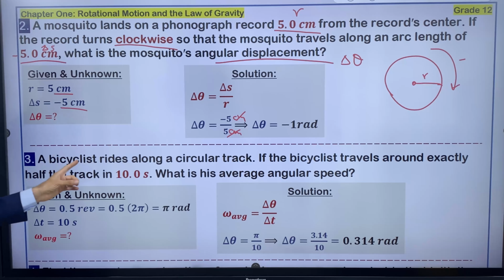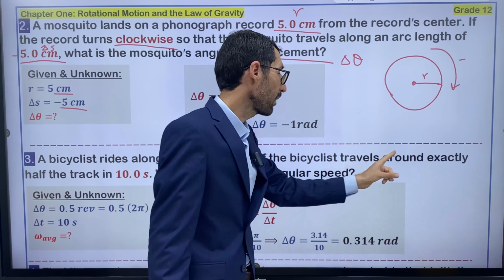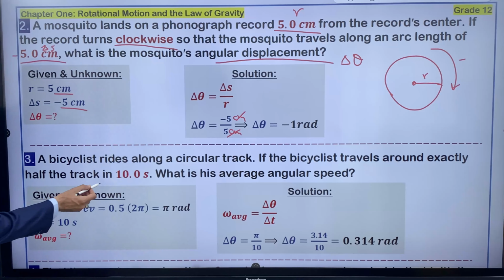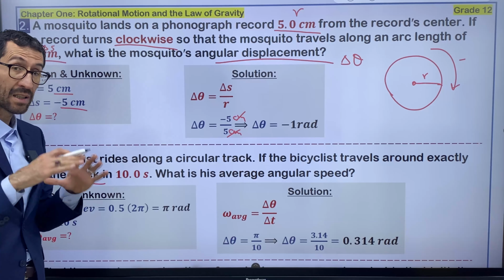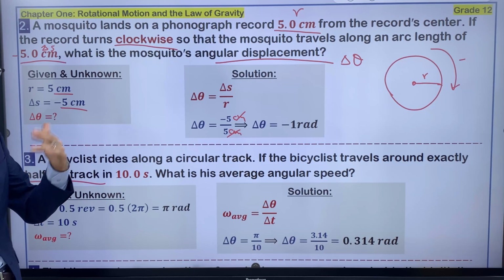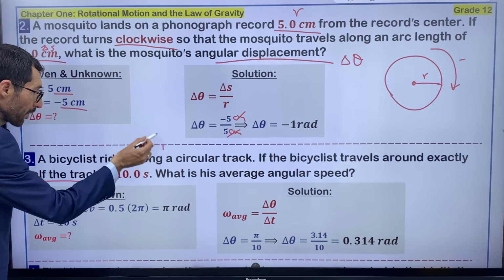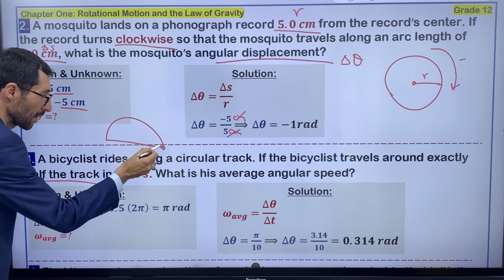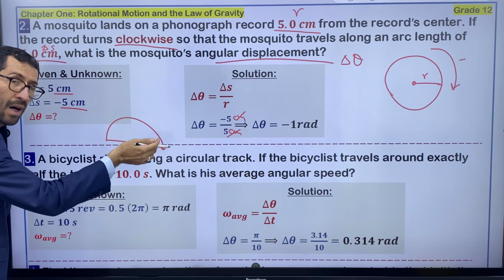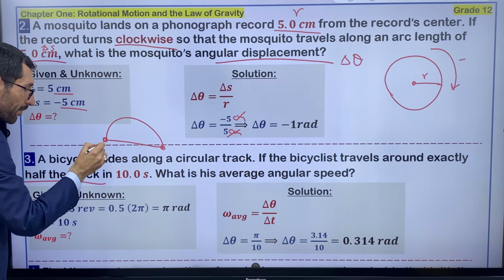Question number 3. A bicyclist rides along a circular track, right? If the bicyclist travels around exactly half the track, meaning half the circle, right? Because it says it travels along a circular track, and this bicyclist travels half the path, half the track. Means this part, right? You take only the upper part of the circle from here till here, right?